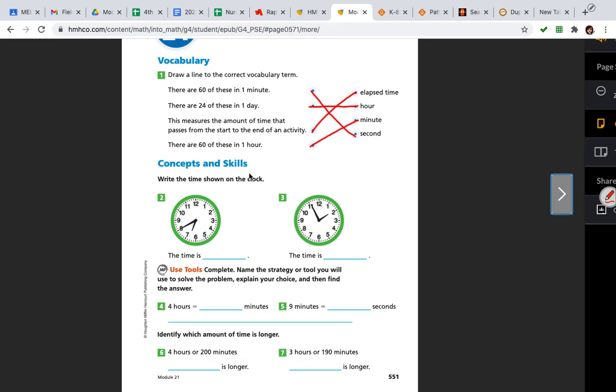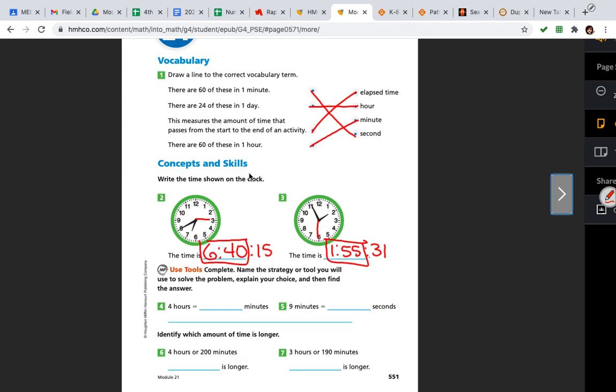Number 2 and 3, it says write the time shown on the clock. These pictures don't show the second, but you were supposed to look at the second hand. So the first one was 6:40, and then it was 15 seconds. So this one didn't show the second hand, but you can see it in your workbook. So it was like right here. And number 3 is 1:55 and 31 seconds. So your second hand's right there. Okay, and that was in your book. If you didn't put the seconds, at least you should have had 6:40 and 1:55.